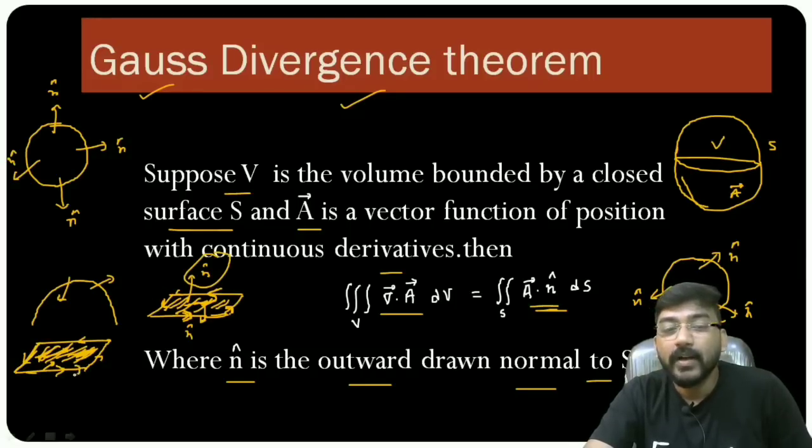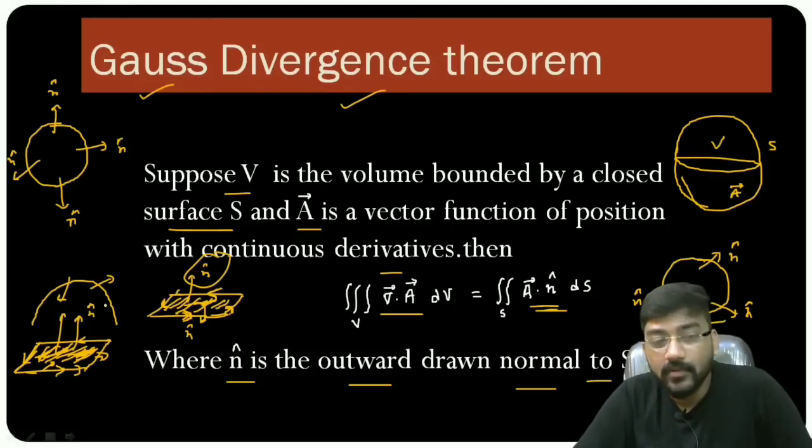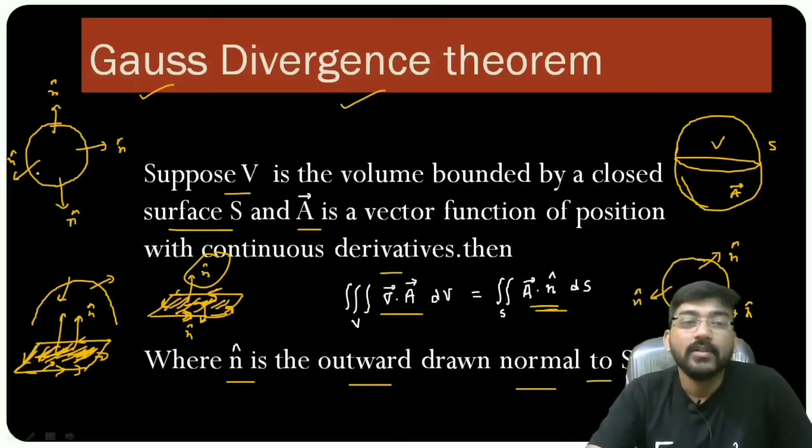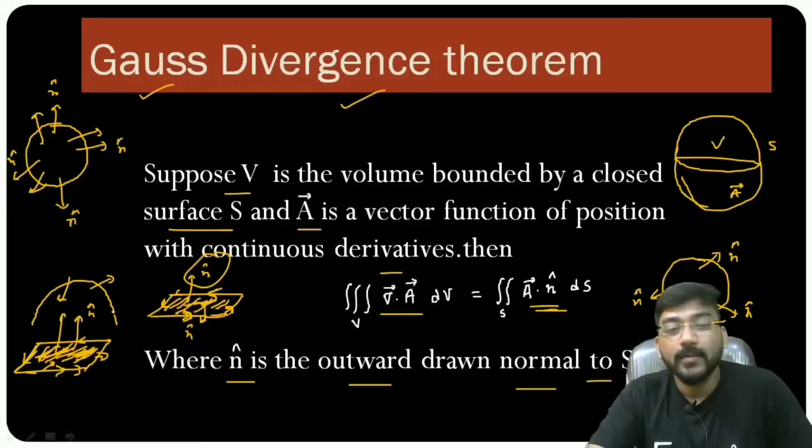So if you walk along this side, then where will be your head? Your head will be along this side. So this will be your n cap. This is how you should choose the n cap for an open surface. But for a closed surface, obviously the outward normals will be very easy. But for an open surface, you have to choose in this way.